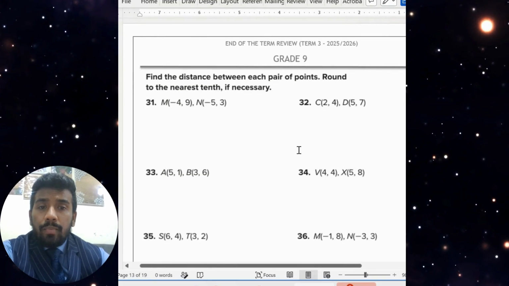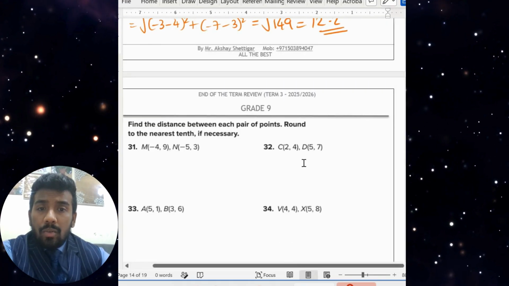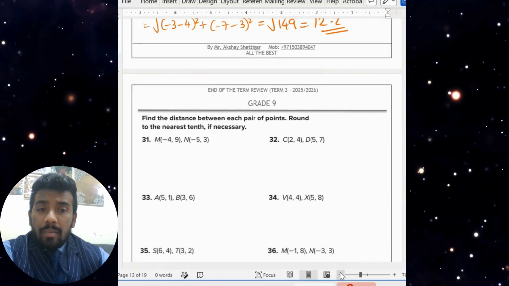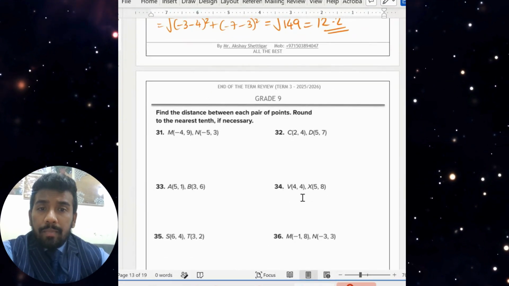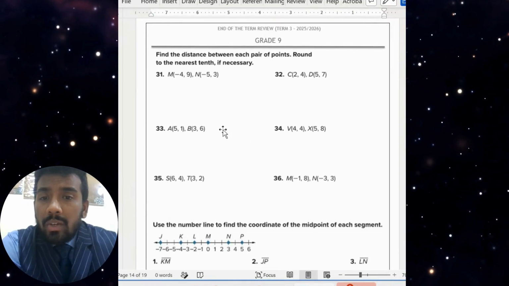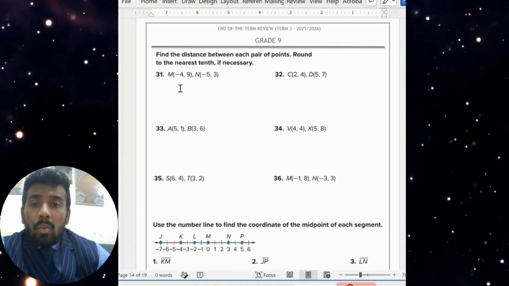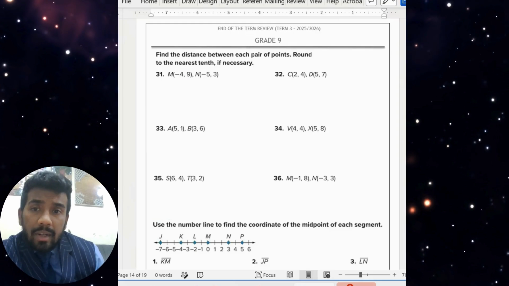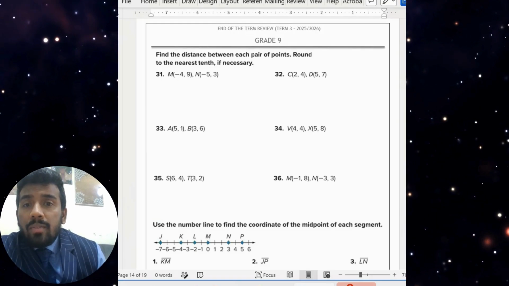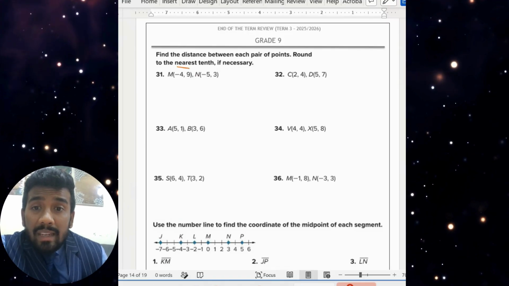Okay, so here, let me zoom out a little bit. Out of all these six questions, we can do one question. Let's take the one with minus, let's take 31. We'll use the same way. Find the distance between each pair of points and round to the nearest tenth.